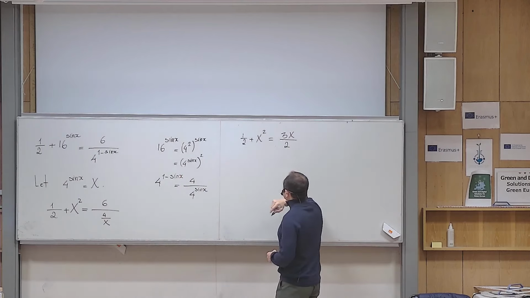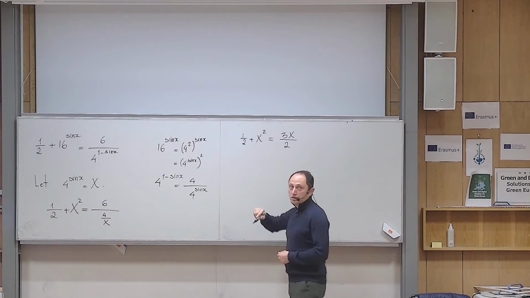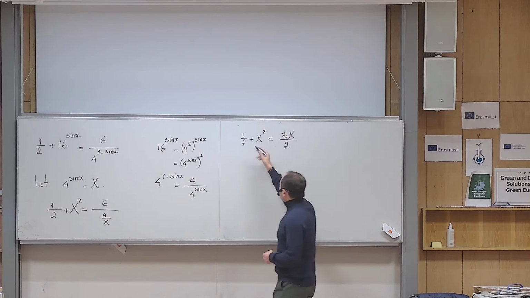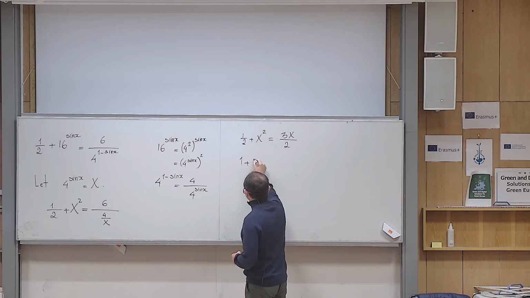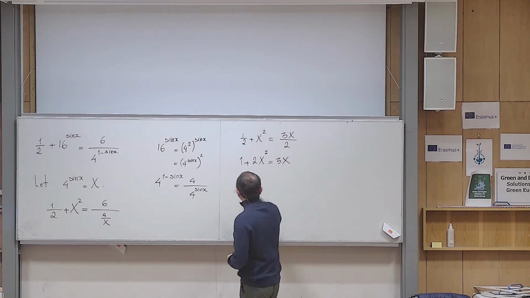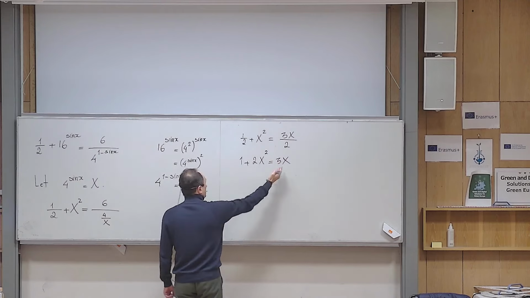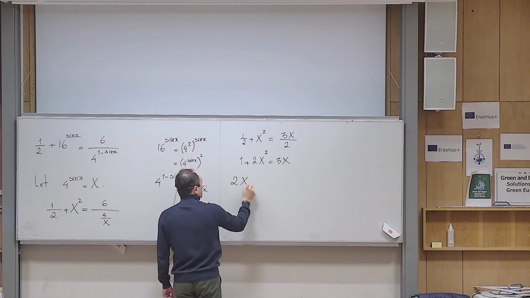In order to get rid of the last fraction, I prefer to multiply everything by 2. So if I multiply this by 2, it becomes 1 plus 2X squared equals 3X. And that's an extremely simple quadratic equation to solve. So I bring this to the left and organize it.